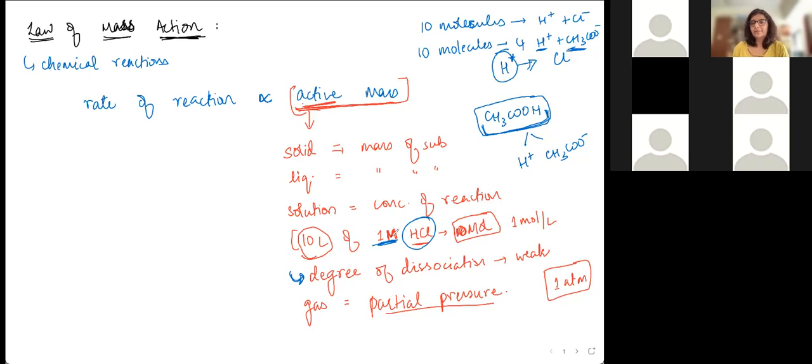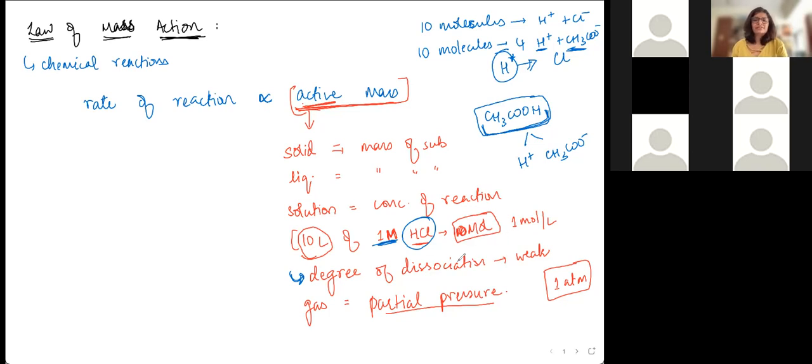If I'm taking, say, 250 ml of 3 molar HCl, then I don't have to modify my calculations. I can find the number of moles and whatever mass I get from that concentration, that will be my active mass. So for the degree of dissociation of a strong acid, to find out the active mass, it would be the concentration only.